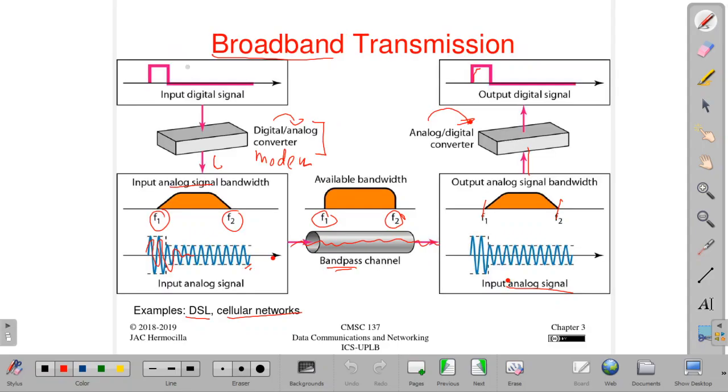So I guess that covers the transmission of digital signals. To summarize, we have baseband and broadband, and the main difference is that in baseband, the bandwidth has a frequency that starts at 0, whereas in broadband it can be anywhere.